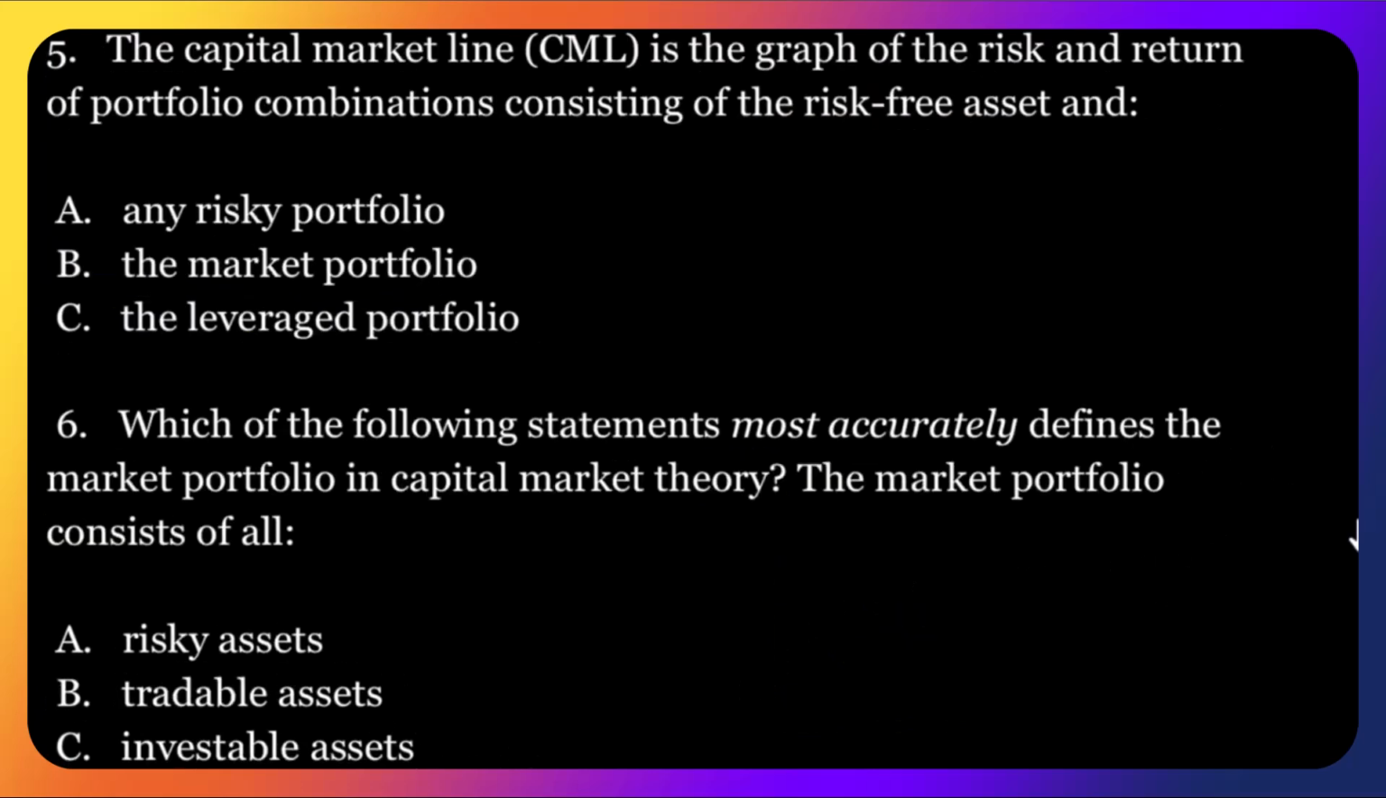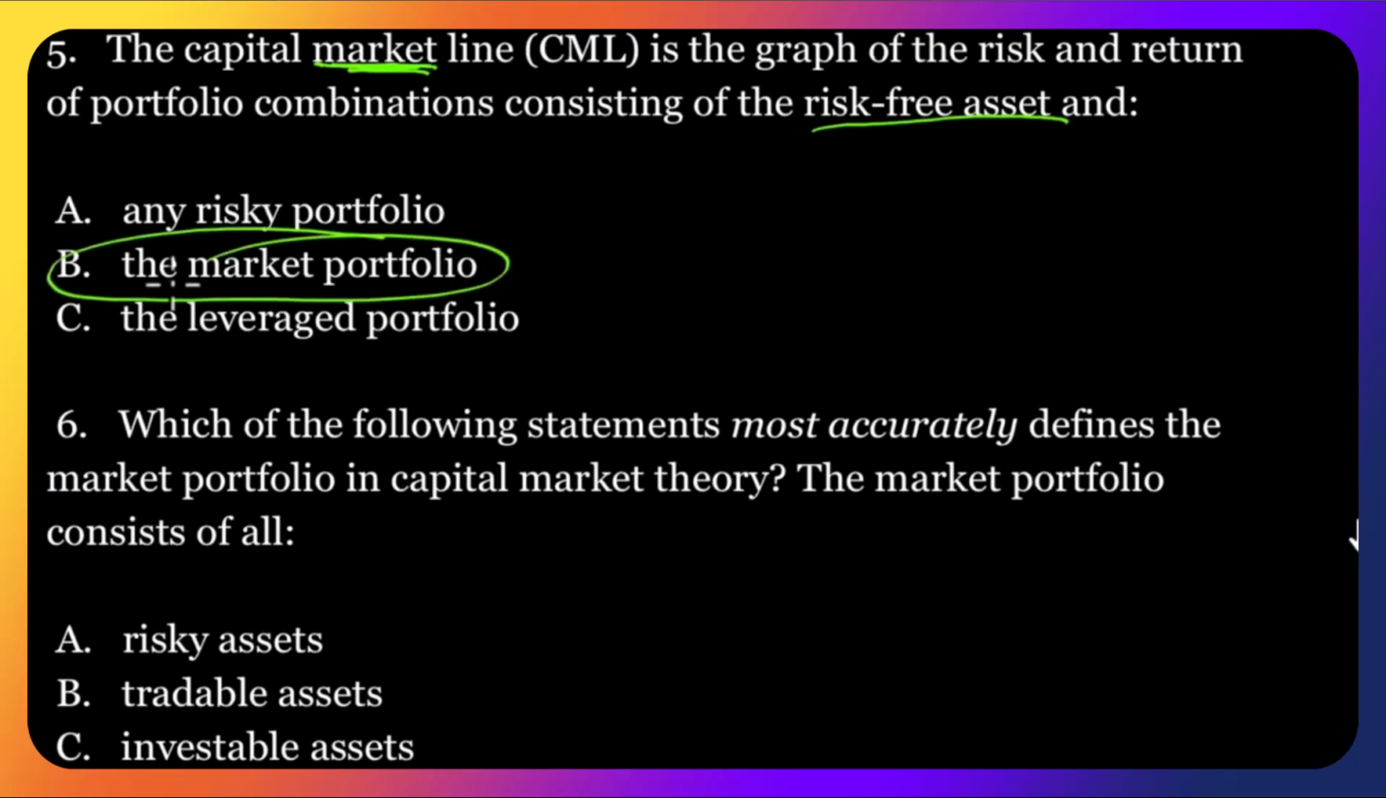5, the capital market line, CML, is the graph of the risk and return of portfolio combinations consisting of the risk-free asset and any risky portfolio, the market portfolio, or the leveraged portfolio. Well, what's this word here? Capital market line, which means it's a combination of the risk-free asset and the market portfolio. So let's look for market in here.